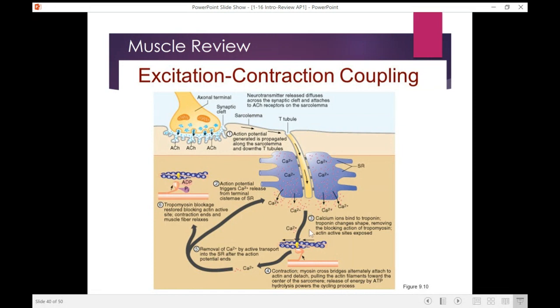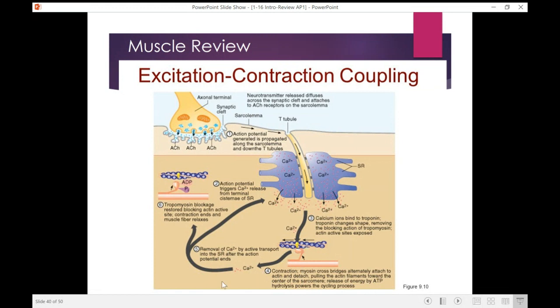Okay. The calcium ions are going to bind to troponin, and troponin is going to change the shape. When it does, it removes the blocking action of tropomyosin, and then these actin active sites become exposed. Those actin active sites can then form cross bridges with myosin. It starts to pull the actin filaments towards the center of the sarcomere. It's going to release energy by ATP hydrolysis.